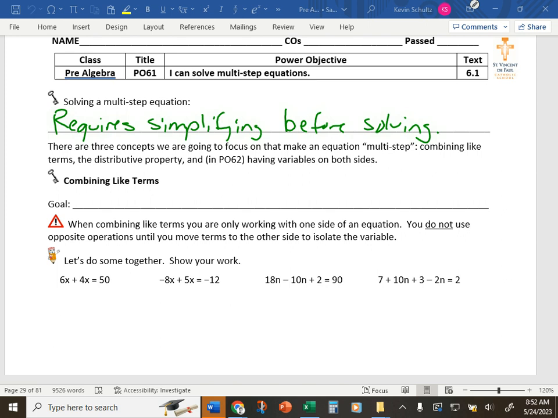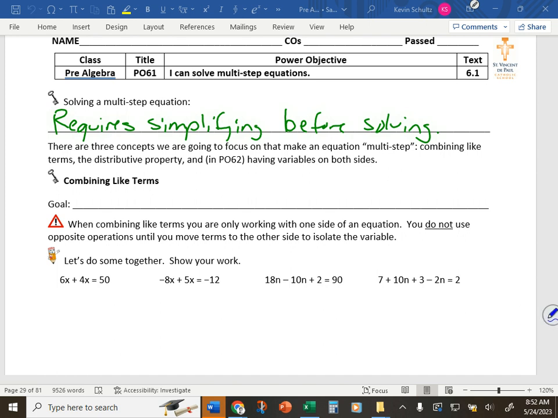What do we do in PO60 over and over and over again? What were the two things that we did in PO60 to simplify? Yes? Combine like terms, and what was the other thing? Combine like terms is the one with the parentheses, where you multiply what's on the outside into everything in the parentheses. What was that called? It was a property. Distributive property. Okay? So those are two ways we learned to simplify. Once we do that, then we go to solving.